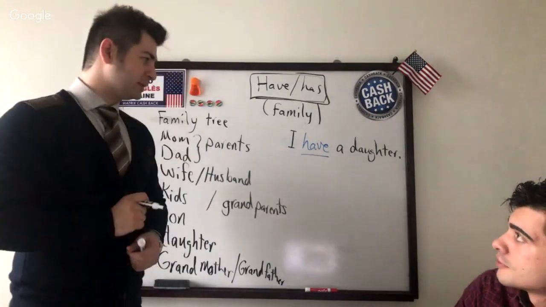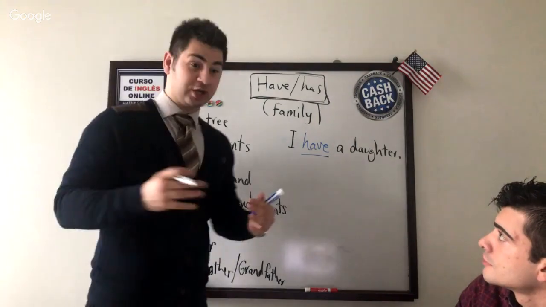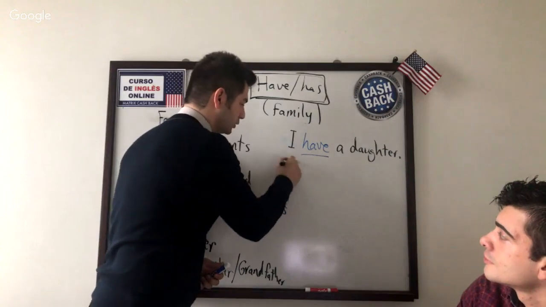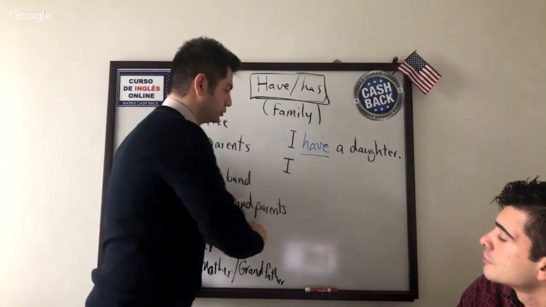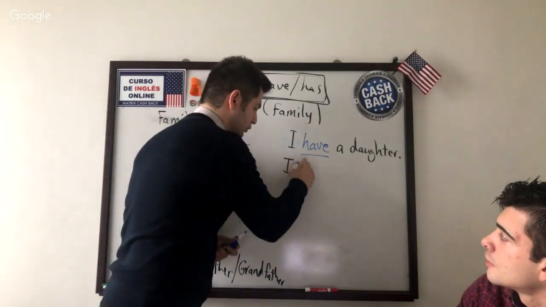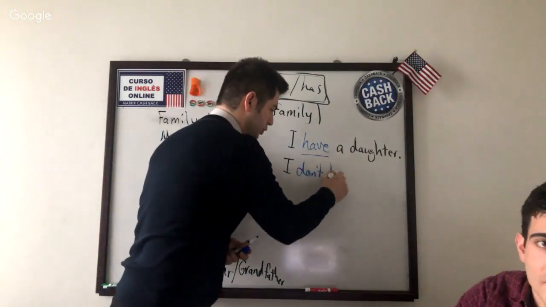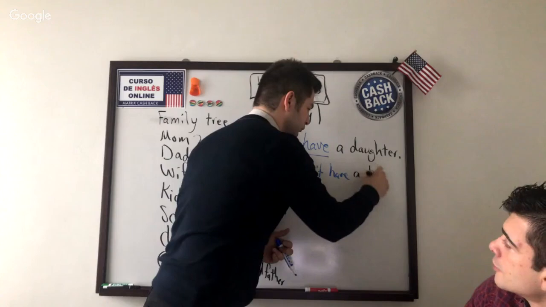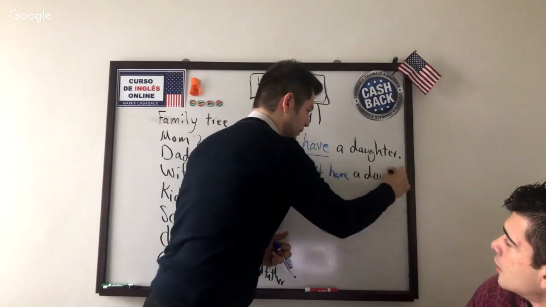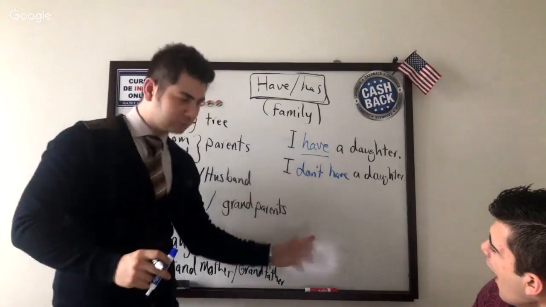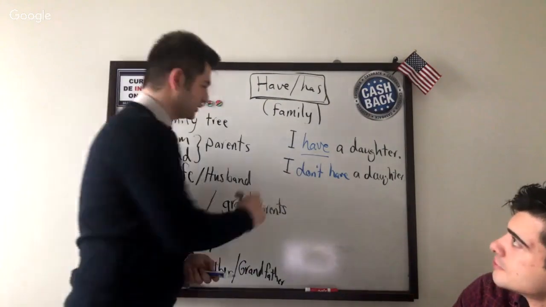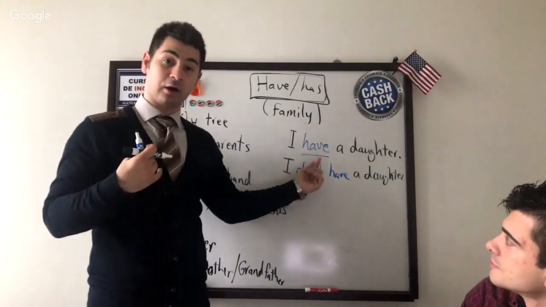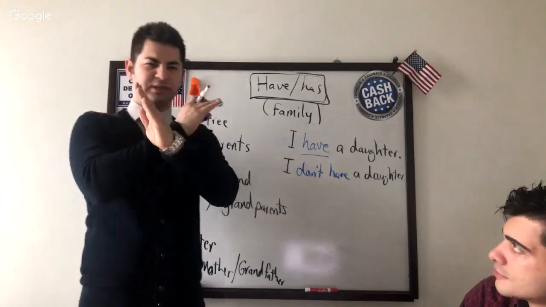But what would be the negative? To turn this into a negative sentence, I have to say, I don't have a daughter. Se ele quiser colocar em negativo, como don't ficaria? You don't have a daughter. So this is just an example. This is the negative sentence. I have a daughter. The negative would be I don't.